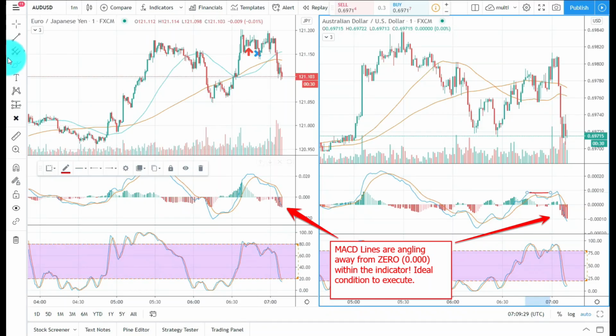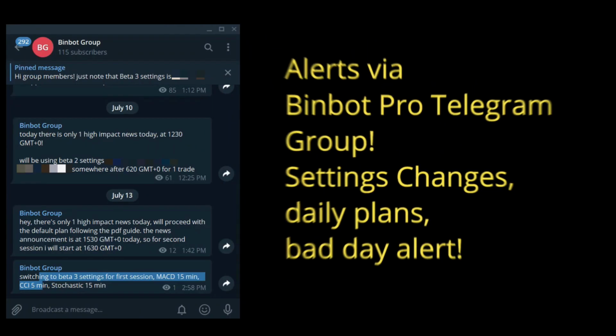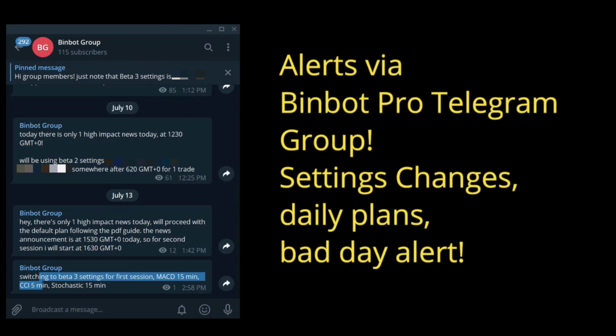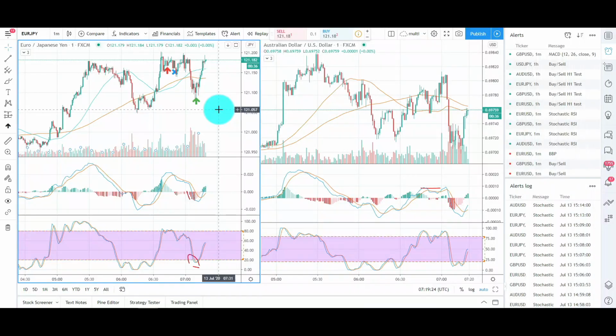Okay, so you guys probably noticed that I look for a very specific set of situations, which is the MACD line angling away from 0, which is the line at the middle of the indicator. And you can see in the Telegram group, I've actually announced that we should use beta 3 for that particular time. So this is one of the examples where on certain trading days I will switch up the settings and announce it in the Telegram group.